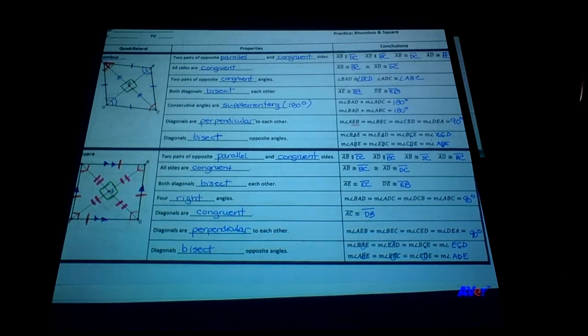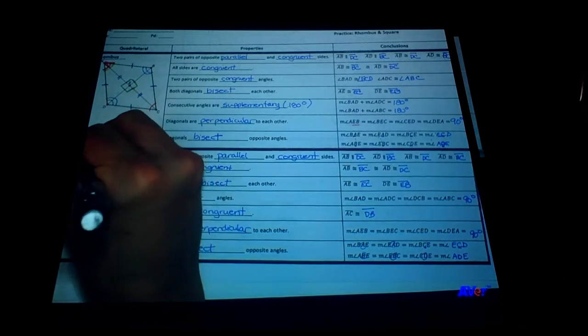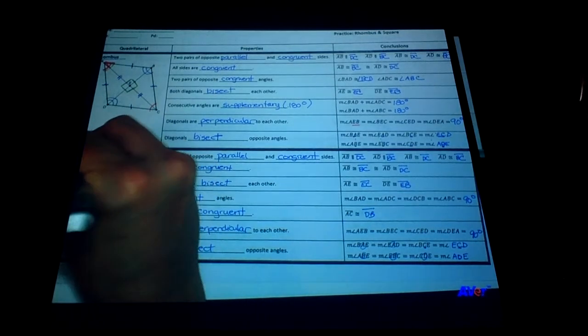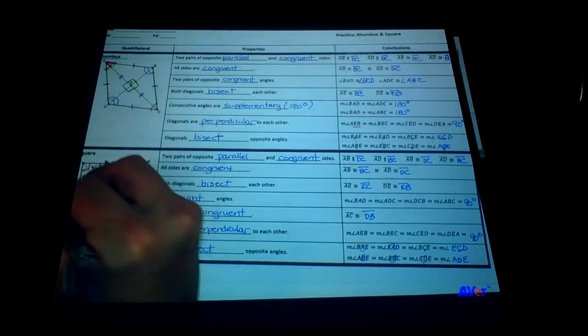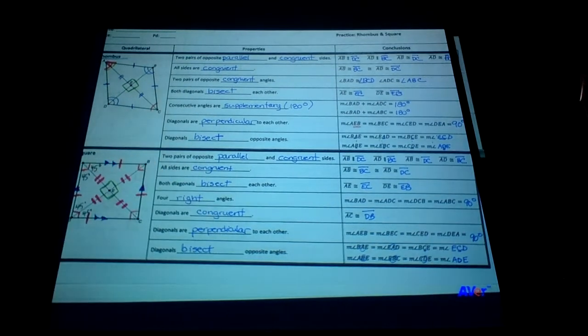In summary here, all sides are congruent, all angles are right angles. The diagonals are congruent. The diagonals bisect each other, so all 4 of these segments are congruent. And the diagonals are perpendicular to each other. The only other thing I would add here is because my diagonals bisect the angles, these are all 45 degrees, no matter what. So square is easy because they're all similar in measurements.